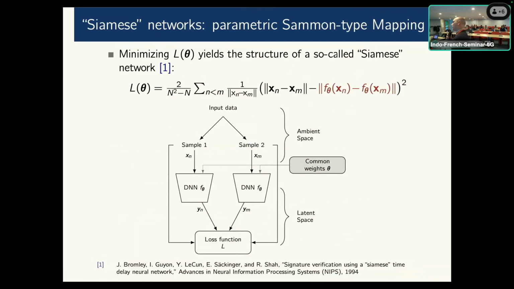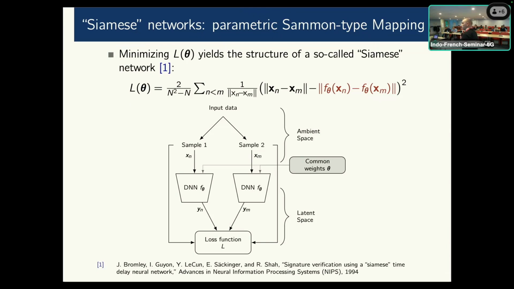The other thing that you can do is to consider Siamese networks. Here I also have two artificial neural networks, but they are identical. I put two different samples at the input. I get two representations in my latent space, and my loss function actually is closer to what I wanted in the beginning. I want the distance between these two to be approximately equal to the distance between the two samples at the input. So this is actually closer to what I want.